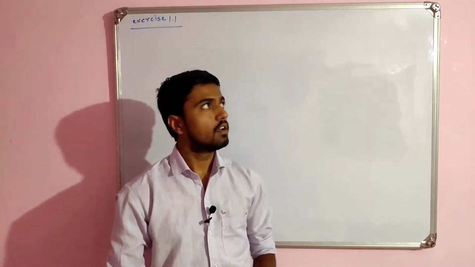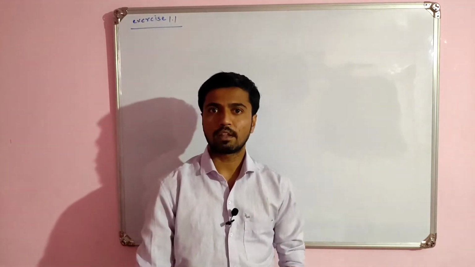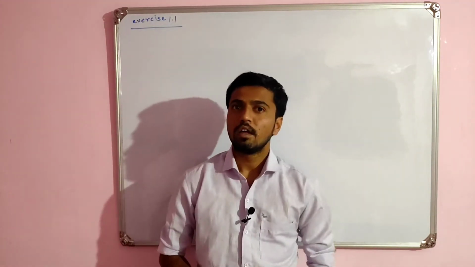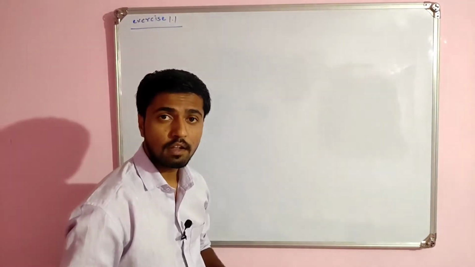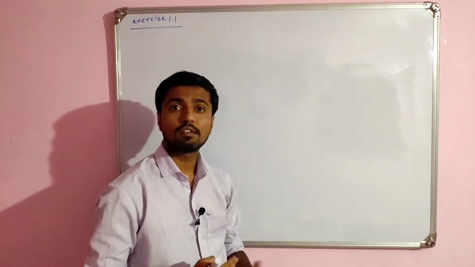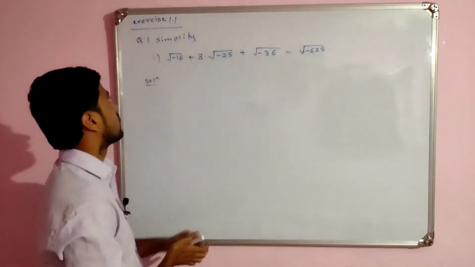In the previous lecture, we learned the concept algebra of complex number, conjugate of complex number, powers of I. So in this lecture, we are going to the exercise 1.1. In this exercise, there are numericals based on the previous concept that we learned. Our first question is simplify.